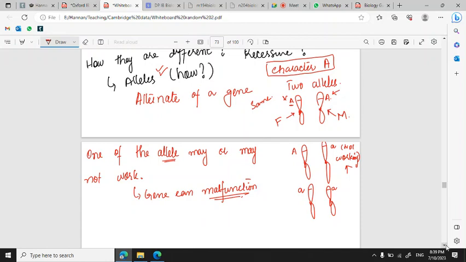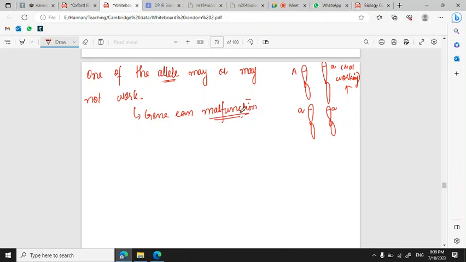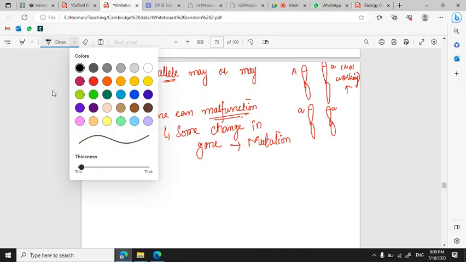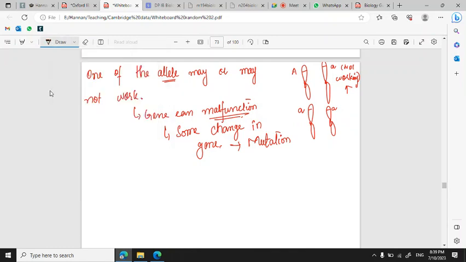This is a mutation. Why? Because if a gene can malfunction, it means there is some change in the gene, and when there is a change in the gene, there is a change in DNA as well, right? And we call it a mutation. So it means that sometimes we get a dominant, working allele. I am trying not to use the dominant and recessive terminology right now. I'm trying to use working and non-working allele.